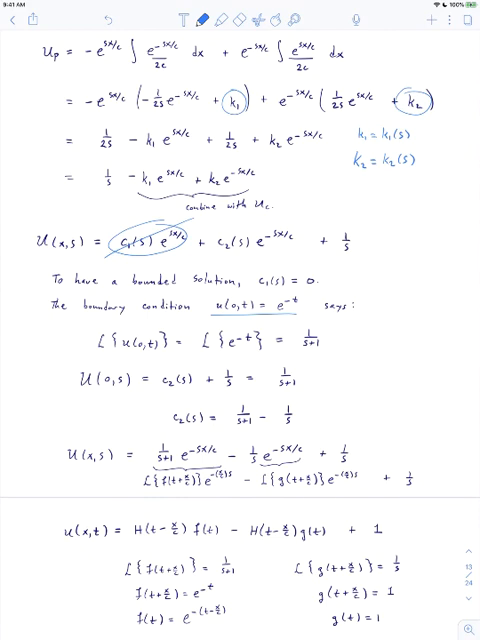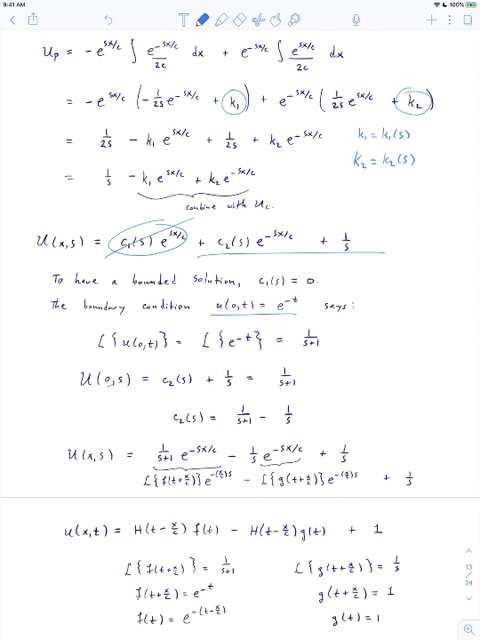So if you compute the Laplace transform of the boundary condition, you get that the Laplace transform of e to the minus t is 1 over s plus 1. However, the Laplace transform of lowercase u at 0 comma t is uppercase U at 0 comma s. And we have a formula for that. It's right here. So that's c2 at s times e to the minus sx over c.